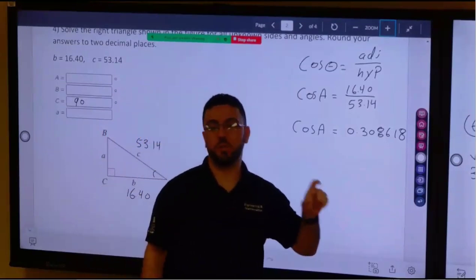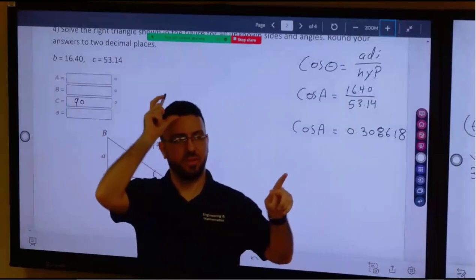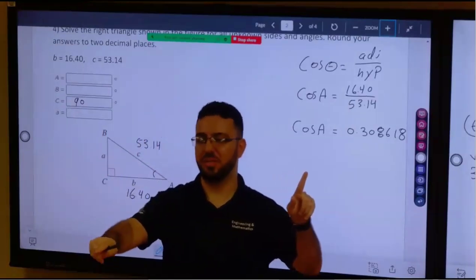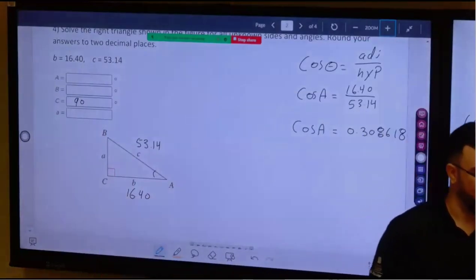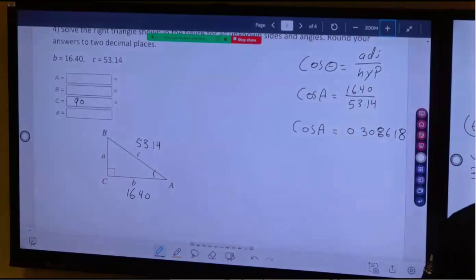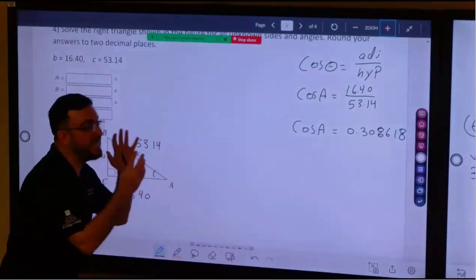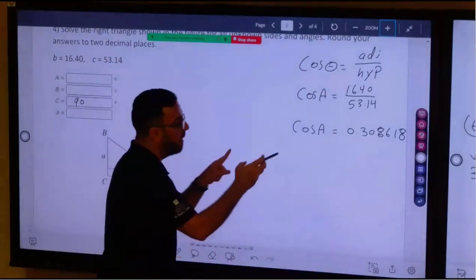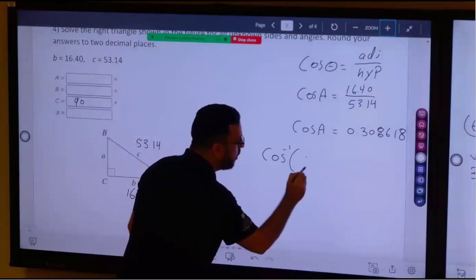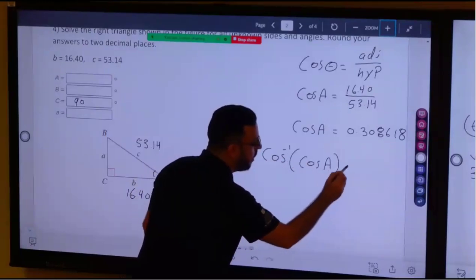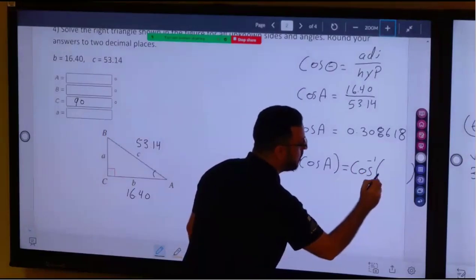What's the opposite of cosine? Say it. Secant? No. Say it again. The inverse? Yes, the inverse. You can take the inverse for both sides. So I'm going to take cosine inverse of the cosine A equal to cosine inverse of this number.